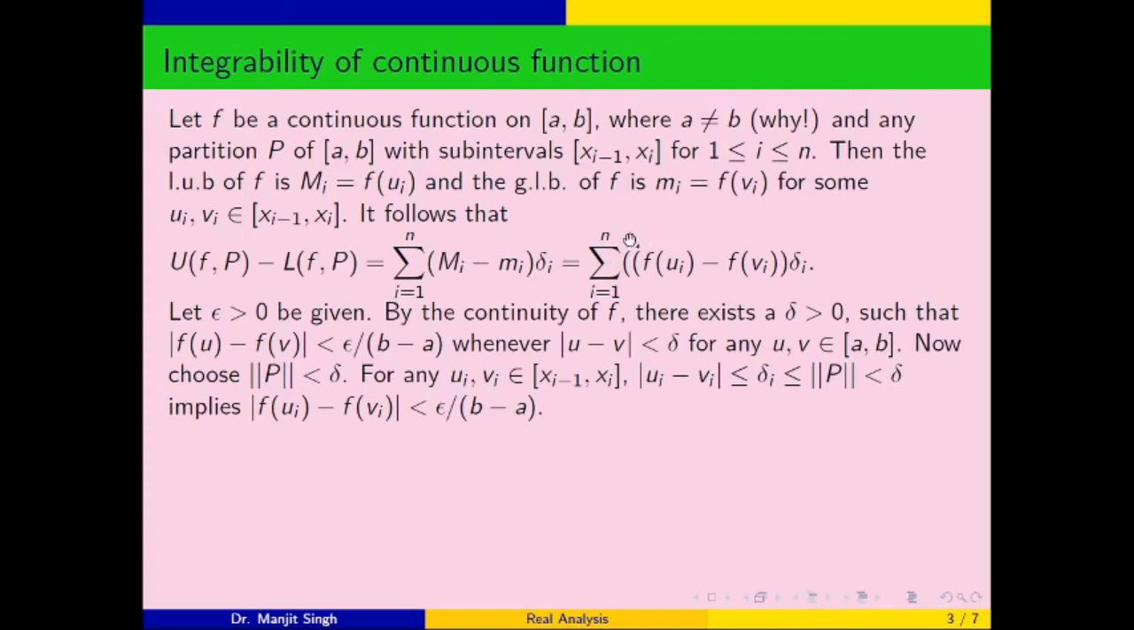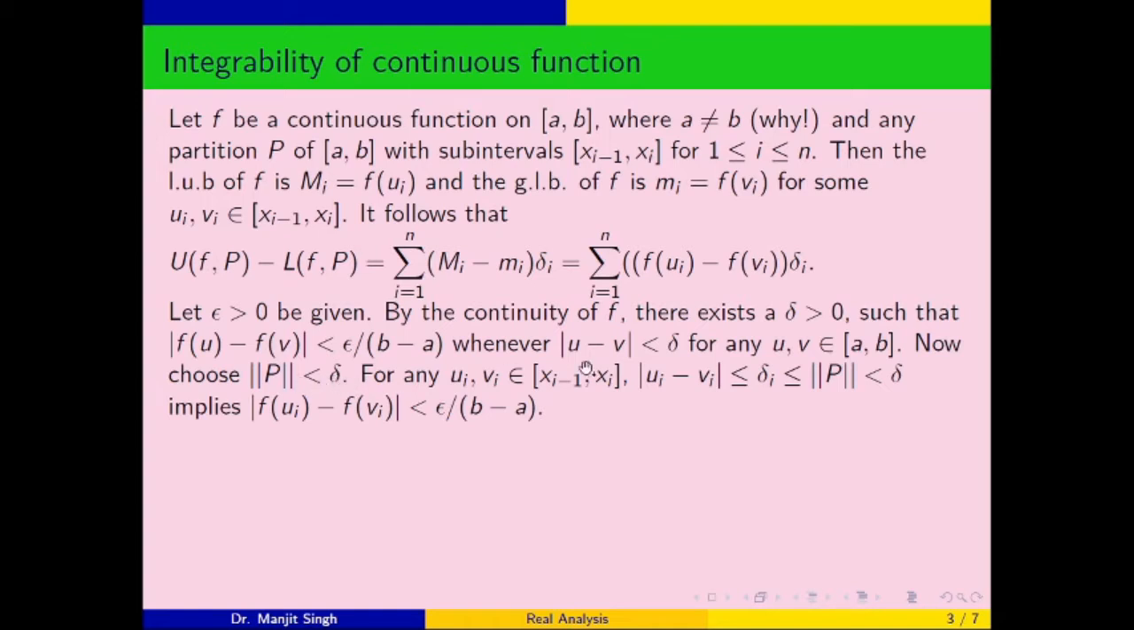So we will consider the subintervals. Now we can take a partition P such that its norm is less than delta. It is always possible to choose a partition whose norm can be made as small as we want.